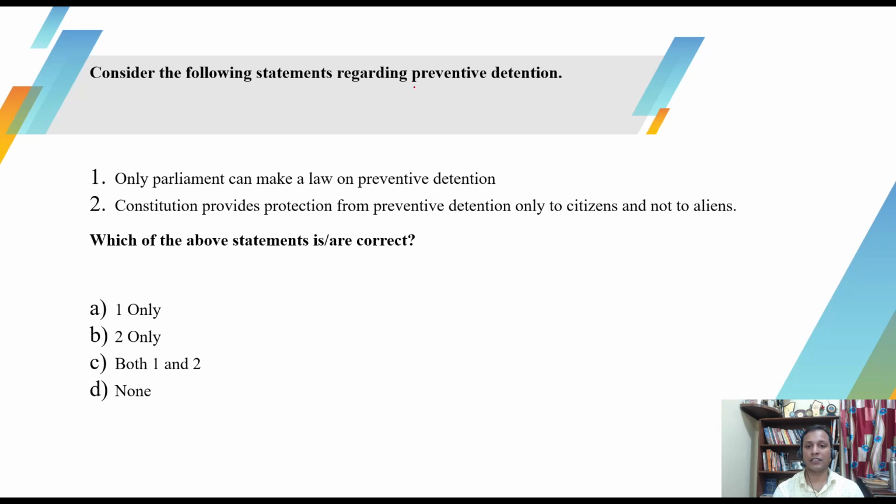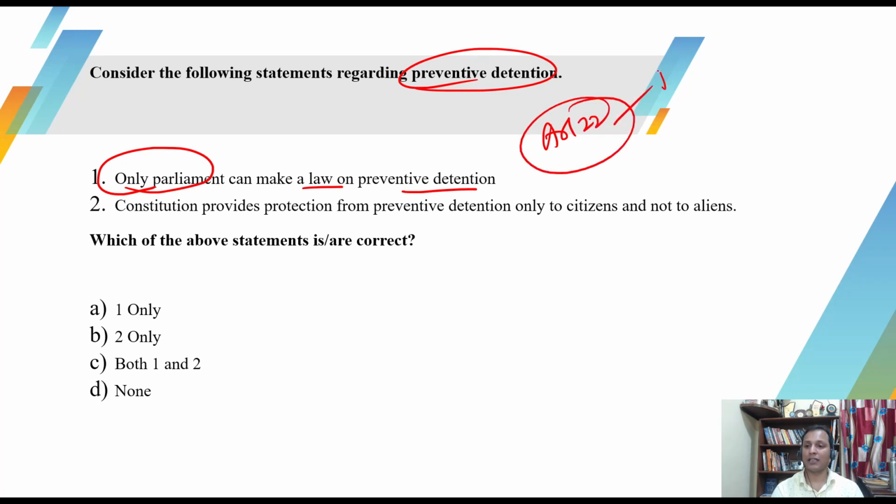Consider the following statements regarding preventive detention. The first statement says that only Parliament can make a law on preventive detention. So here, guys, under Article 22, both Parliament and the state legislature can make law on preventive detention. So this statement is incorrect. Okay, so let us read the second statement.